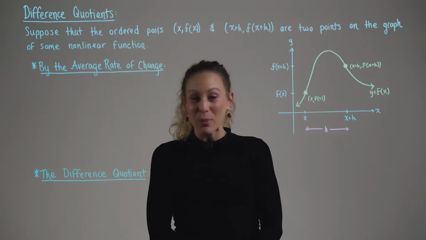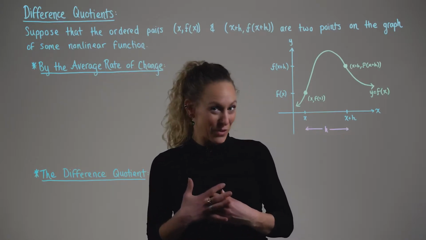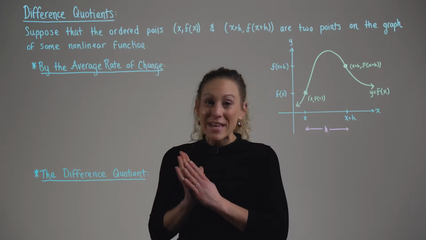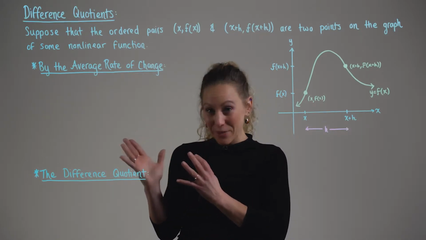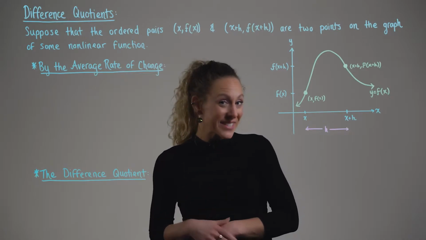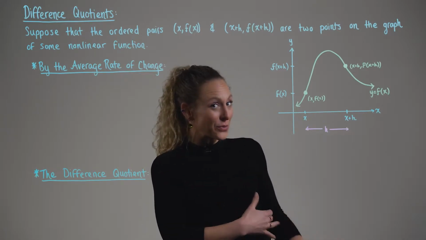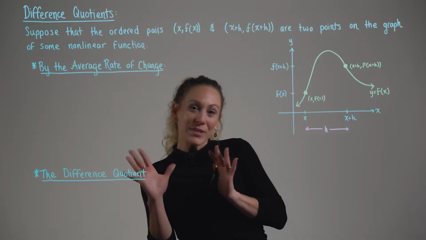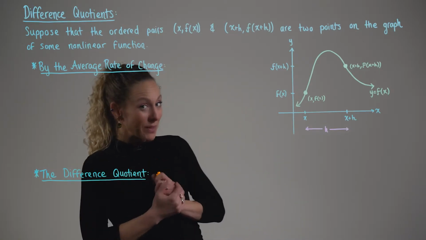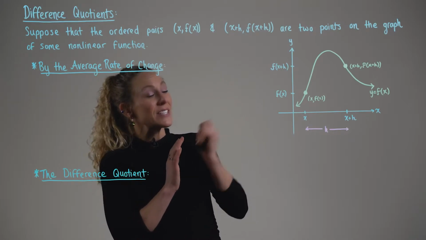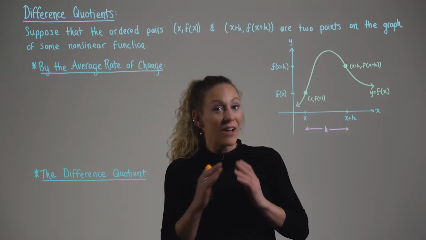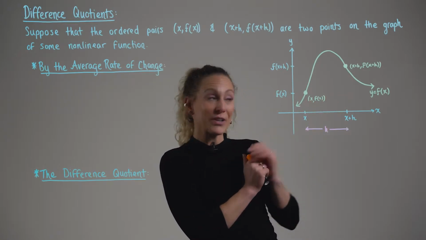So here we're exploring an adaptation of the average rate of change, the difference quotient. Now, being able to simplify a difference quotient is an important skill that's going to follow us through our calculus careers. Now, suppose that the ordered pairs (x, f(x)) and (x + h, f(x + h)) are 2 points on the graph of a nonlinear function.